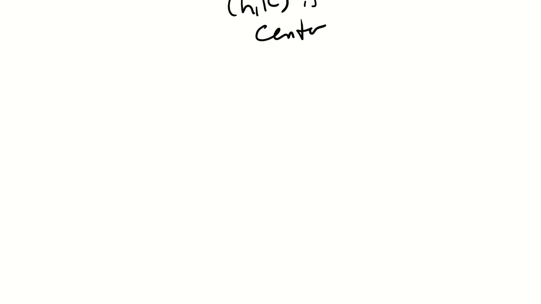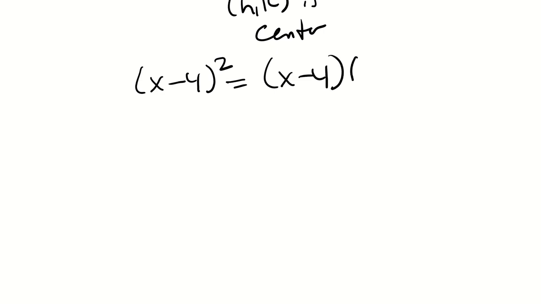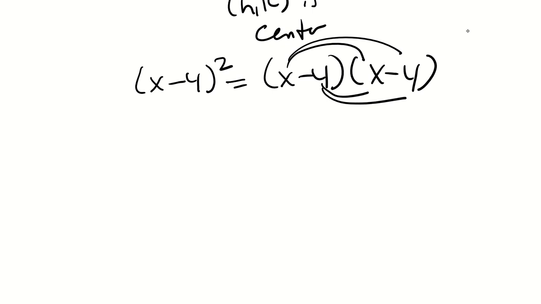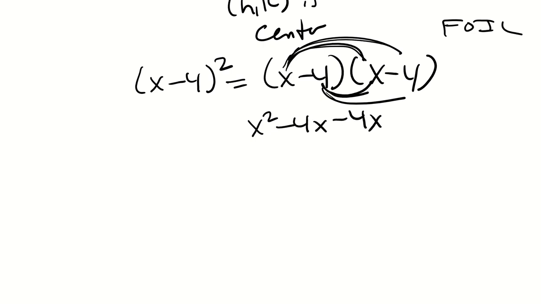Completing the square means, for example, if I had x minus 4 to the second power, just as an example, in order to expand this, I need to FOIL it, right? x minus 4 times x minus 4. Some of you may remember first, outer, inner, last. So first is x times x. That's FOIL: first, outer, inner, last. Outer is x times -4. Inner is -4 times x. Last is -4 times -4, which is 16. And so notice that this becomes x squared minus 8x plus 16.